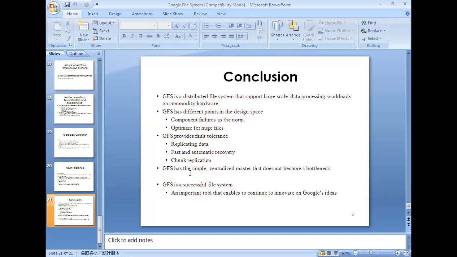GFS has a simple centralized master that does not become a bottleneck. It will not become a headache, because it simply distributes the tasks to each and every one. It does not perform anything itself. It just distributes the tasks to all the chunk servers and is only a supervisor. So that is the reason it does not become a bottleneck. GFS is a successful file system, an important tool that enables Google to continue to innovate on its ideas.